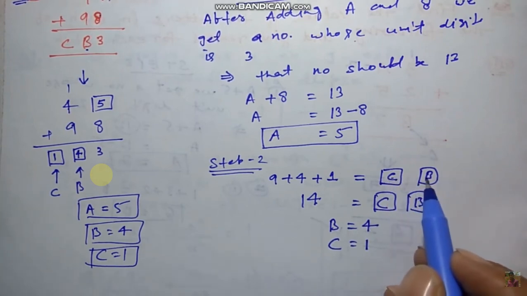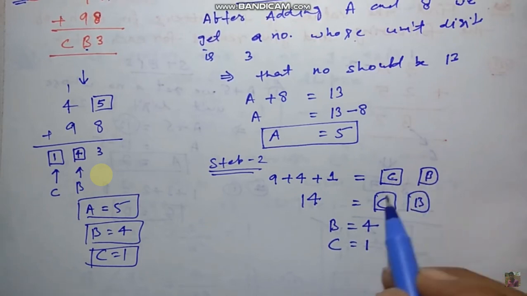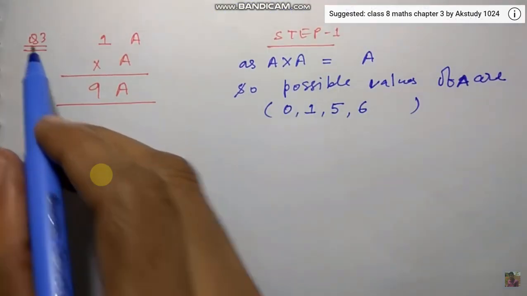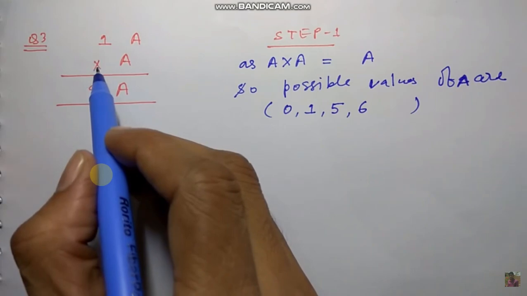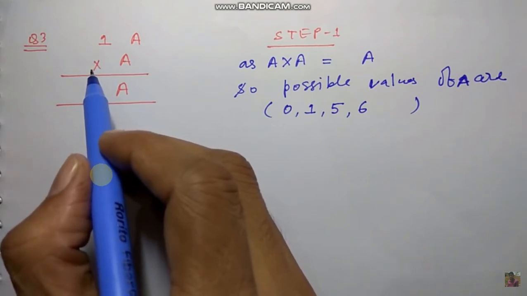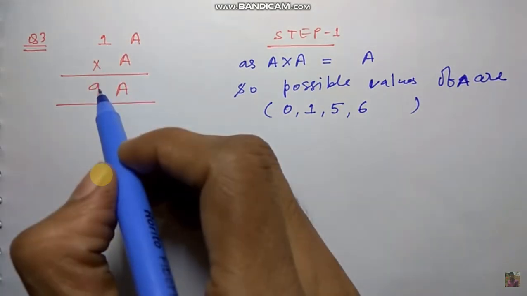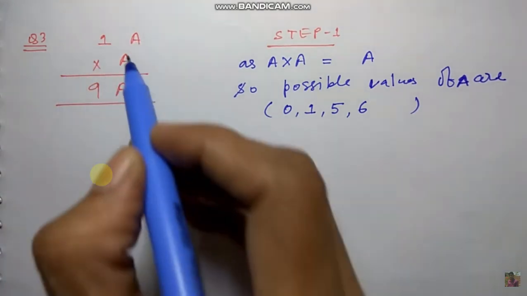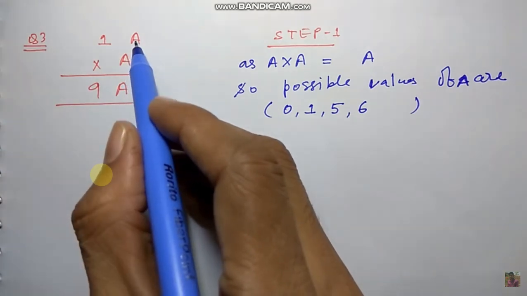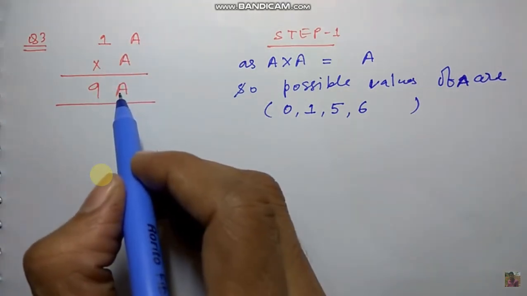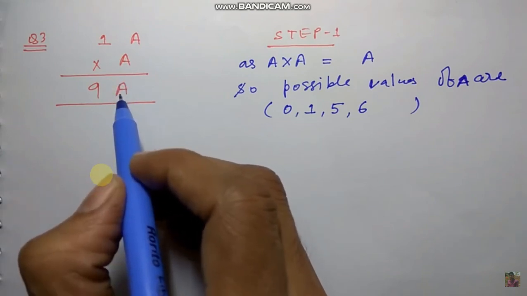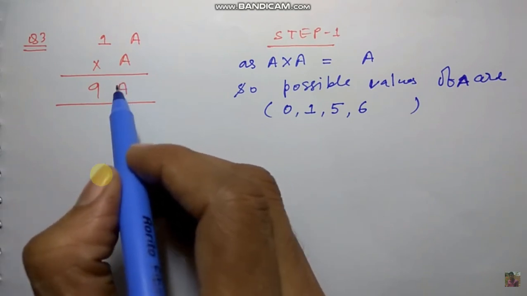Now we find the C and B values. We can take approximate values and check by the inspection method. So let's move on to the multiplication of alphanumerals, that is 1A multiplied by A, the product is 9A. Here A is a repeating number, and in the product the unit digit is also A. That means it is a repeating digit.